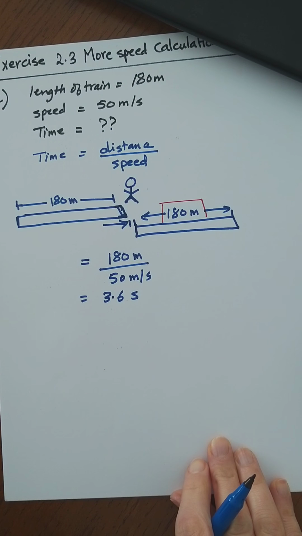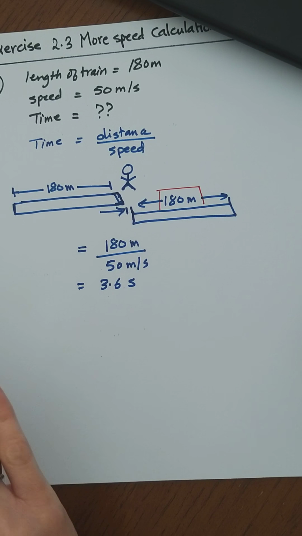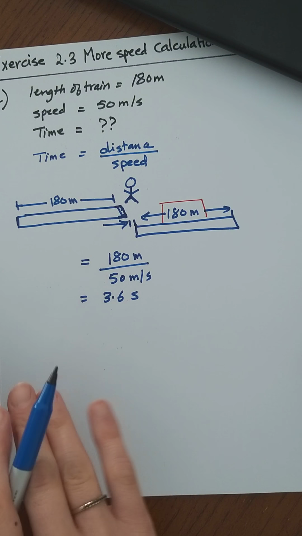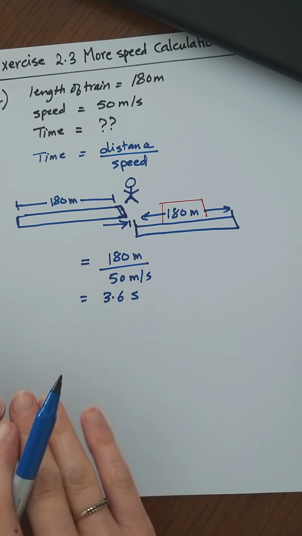Now let's come to the second part. How long will it take to pass completely through a station whose platforms are 220 meters in length? So now the train, the same train, needs to pass by a platform. A platform is the place where travelers wait for the bus or for the train to come. The platform is 220 meters.